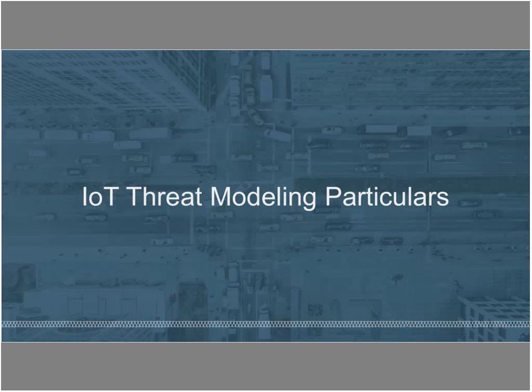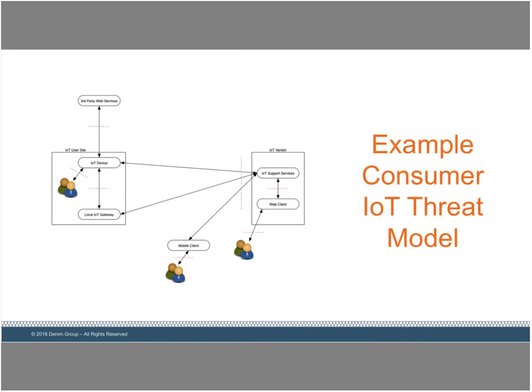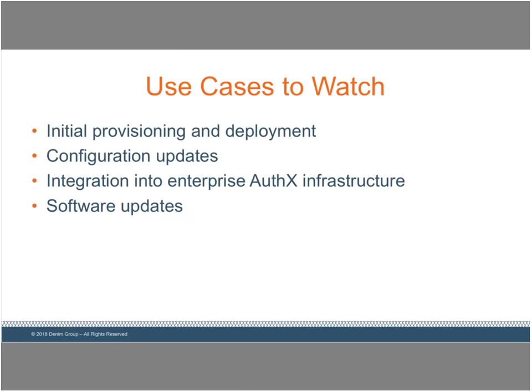And so if we look at threat modeling, and particularly in IoT environments, again, we've got this example consumer threat model that we can use to enumerate the threats associated with it. And so some specific use cases that we've found issues with is the situation of initial provisioning and deployment. When somebody takes this device out of the box and tries to set it up, what are the security risks associated there? How do you know that the person that has the device is the person who's supposed to have the device? How do you know that the device is what it says it is? That's something that is a use case that really needs to be examined.